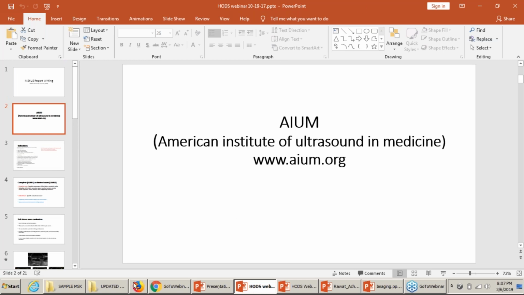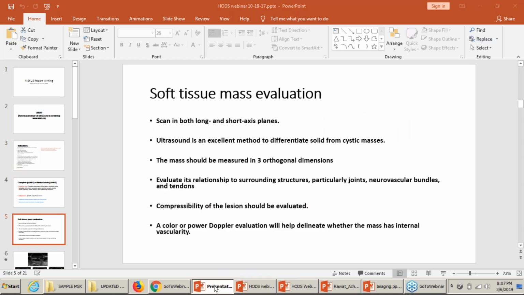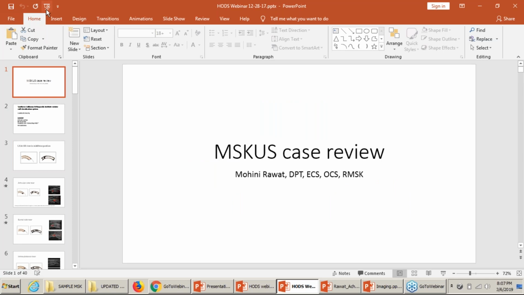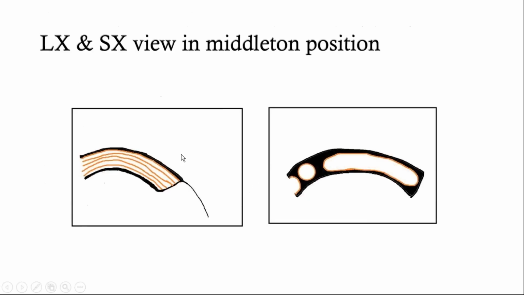Okay, so let's practice some report writing now. Let me give you a quick overview, using the shoulder as an example, of how we classify tears of the rotator cuff based on ultrasound.